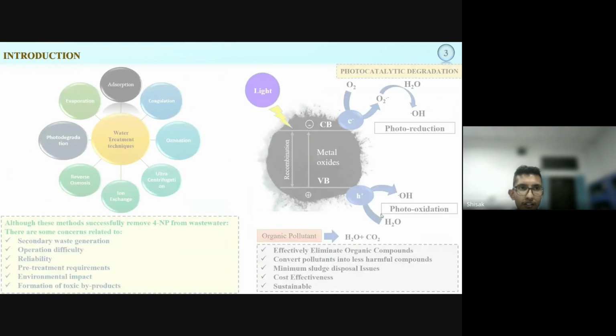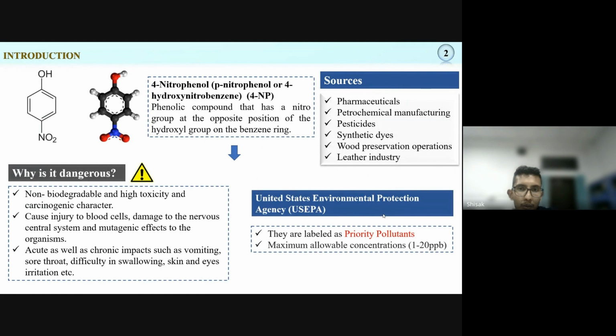Water pollution is a critical global issue, with 4-nitrophenol being one of the most hazardous compounds present in the water. And this compound has been discharged into the environment through various sources. These are some of the sources which you can see on the right side of the screen, such as pharmaceuticals, petrochemical manufacturing, pesticides, synthetic dyes, wood preservation operations, and leather industries, due to which it has an adverse effect on human health and the aquatic life present in water.